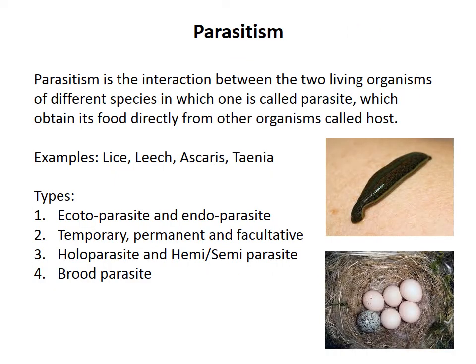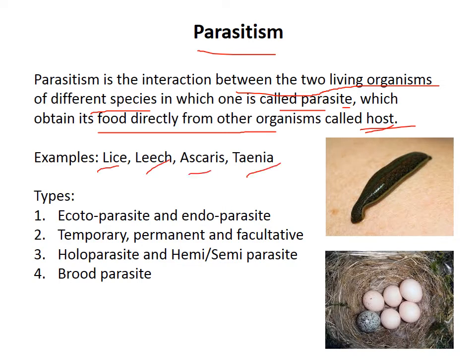Then parasitism. Parasitism is the interaction between two living organisms of different species, where one is called the parasite, which obtains food directly from the other organism, called the host. That is the host and parasite interaction. Examples are lice, leech, Ascaris, Taenia. These are the parasites. Like a leech taking blood from any organism. There are lots of types of parasite.